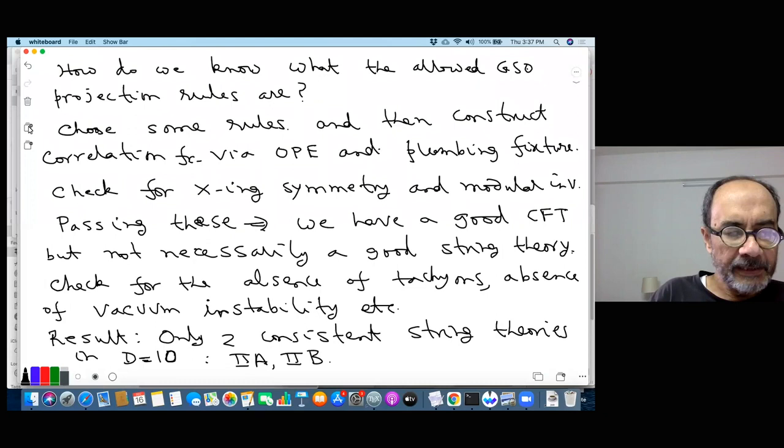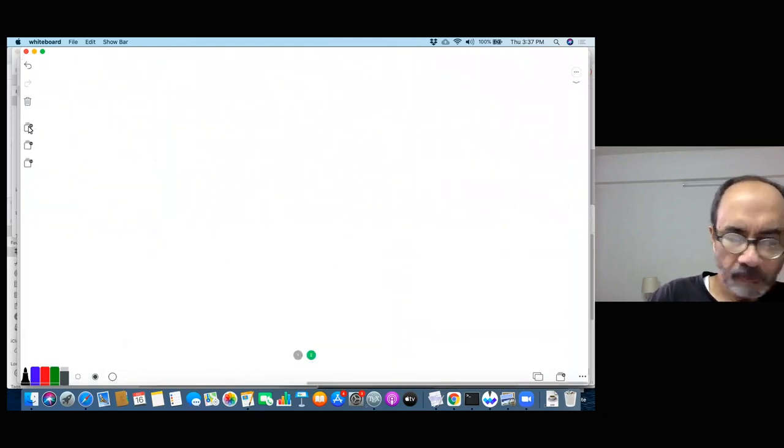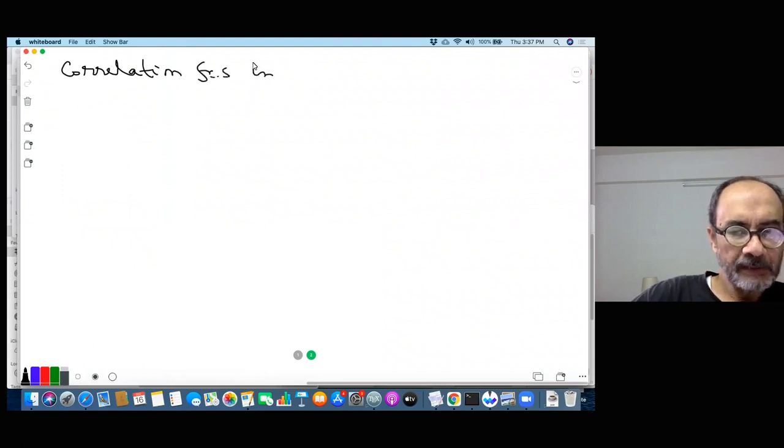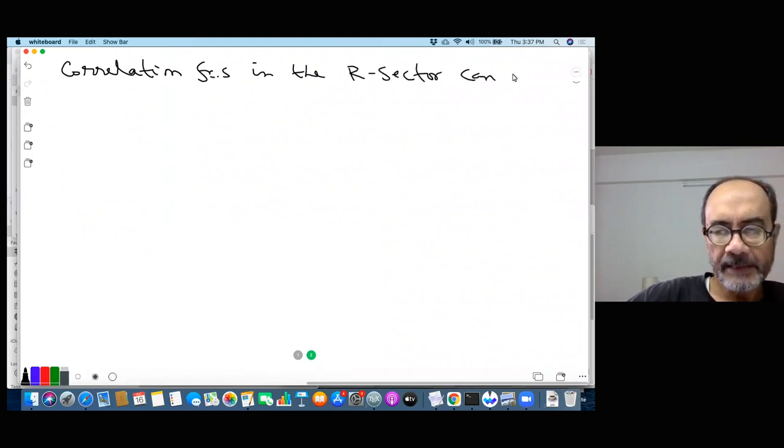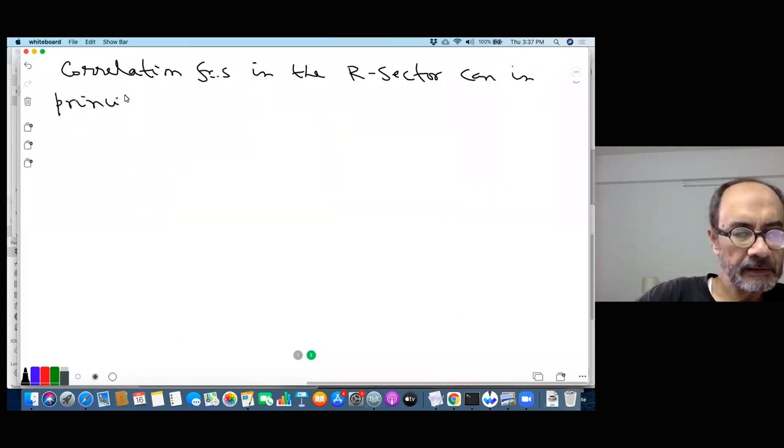Now, yesterday I introduced the Ramond sector, but I didn't discuss very much how to calculate the correlation function in the Ramond sector. Let me just do that right now. Okay. So, correlation functions in the Ramond sector can, in principle, be found using the bosonization rules.